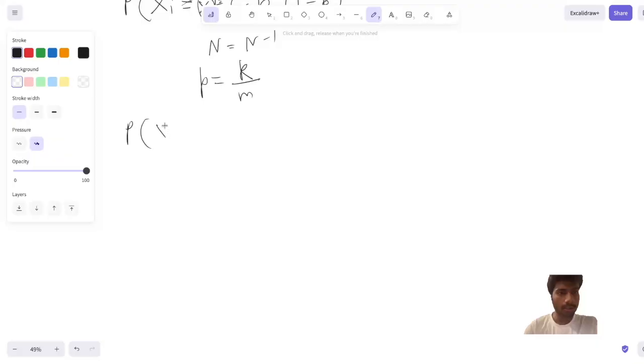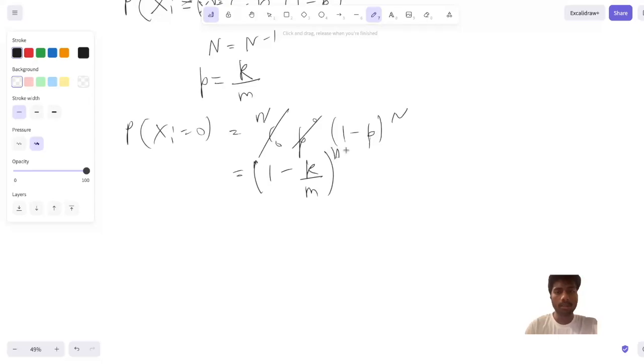So P of x equals 0 is N choose 0, p to the power 0, 1 minus p to the power N, right? And if we put in values, this will become 1, this will become 1, and we have ourselves 1 minus k upon m to the power n minus 1. This is the probability that n minus 1 keys do not collide with A's hashed indices.